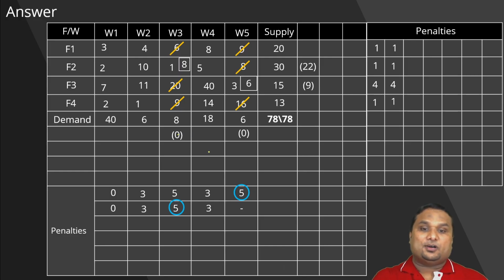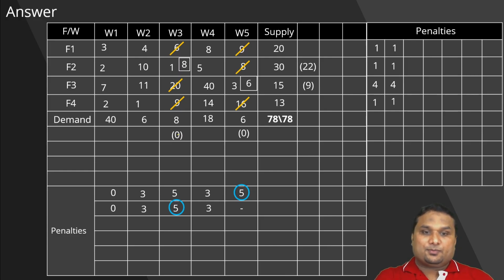Okay, now we have done the second step. Now again we are going to find out the row penalty and the column penalty. In this one again we are going to find out the penalties. Here first we will find out the row penalty, or next we will find out the column penalty. You can find out the penalty in any order. It need not be the row first, it need not be the column first.